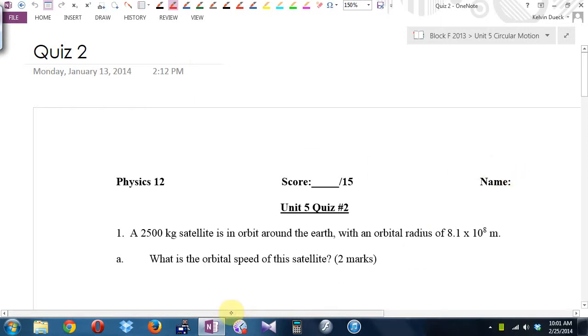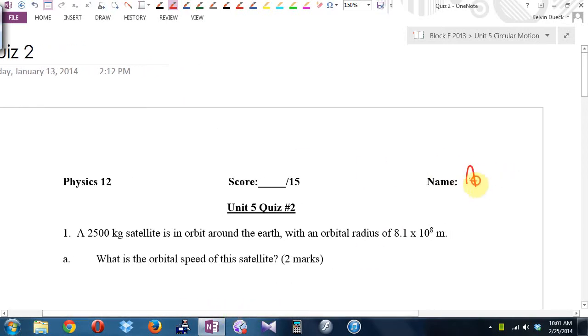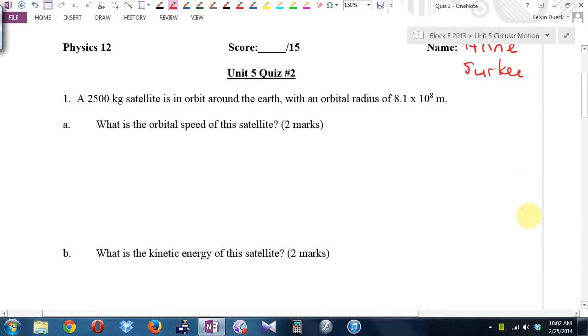So, number 1, here we go. We've got good old... And as soon as we're in orbit, then I can say gravity equals centripetal. Now, just because you're in orbit doesn't mean you say that automatically. You can go wait outside.